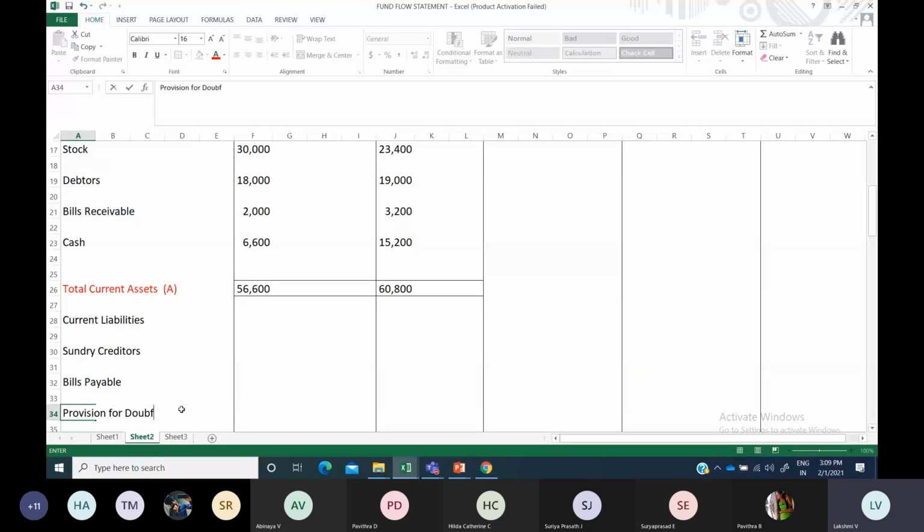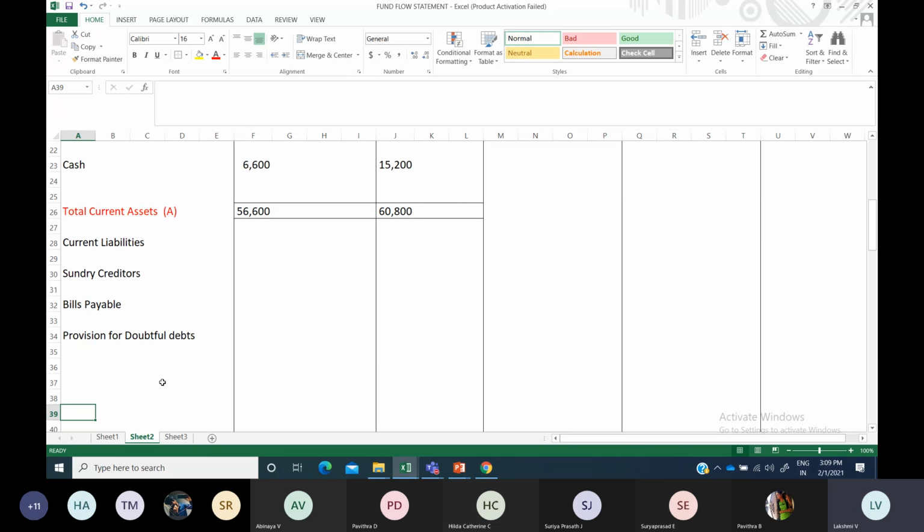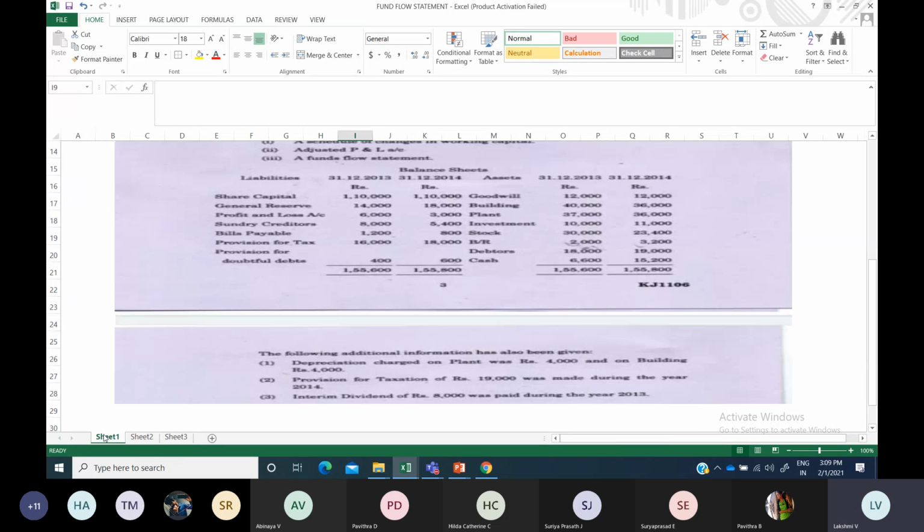Just work out along with me, and if you have any doubts, you can stop me and ask. So these are the current liabilities. Provision for tax I am considering as a non-current liability. Now fill out the amounts. Sundry creditors: 8,000 and 5,400.